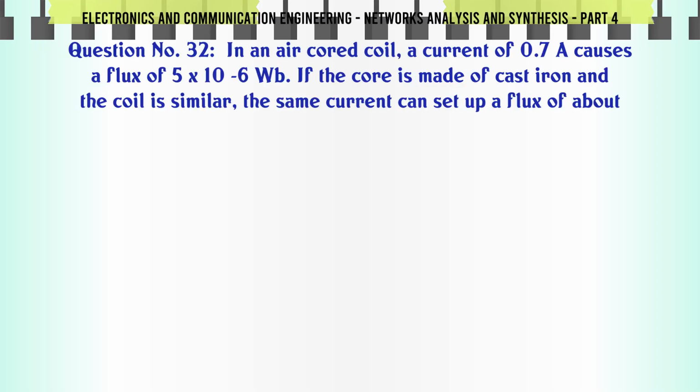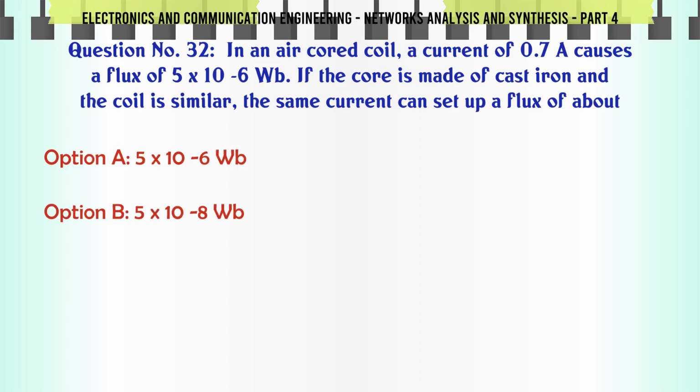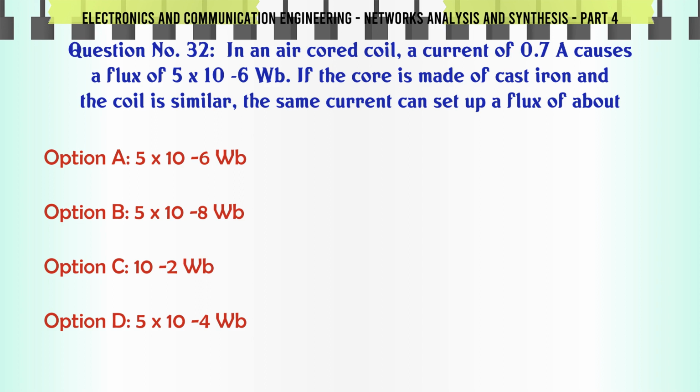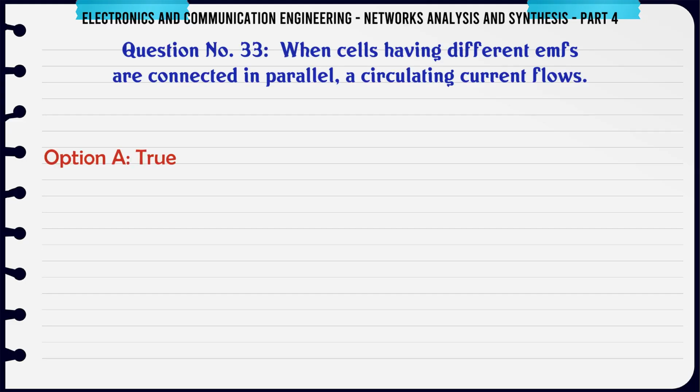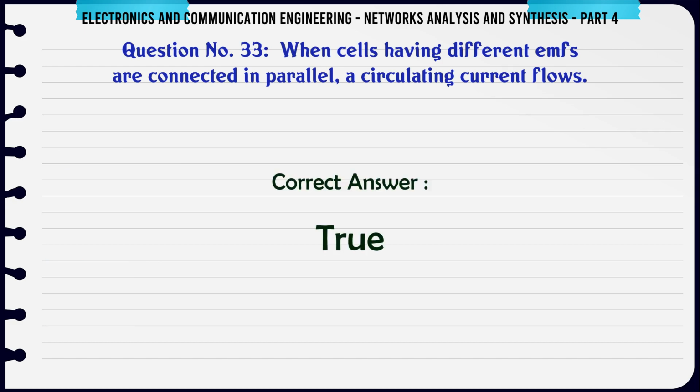In an air-cored coil, a current of 0.7 A causes a flux of 5x10^-6 Wb. If the core is made of cast iron and the coil is similar, the same current can set up a flux of about A 5x10^-6 Wb, B 5x10^-8 Wb, C 10^-2 Wb, D 5x10^-4 Wb. The correct answer is 5x10^-4 Wb. When cells having different emfs are connected in parallel, a circulating current flows. A true, B false. The correct answer is true.